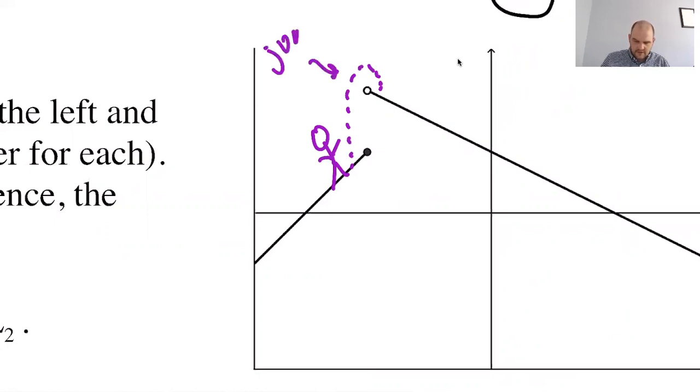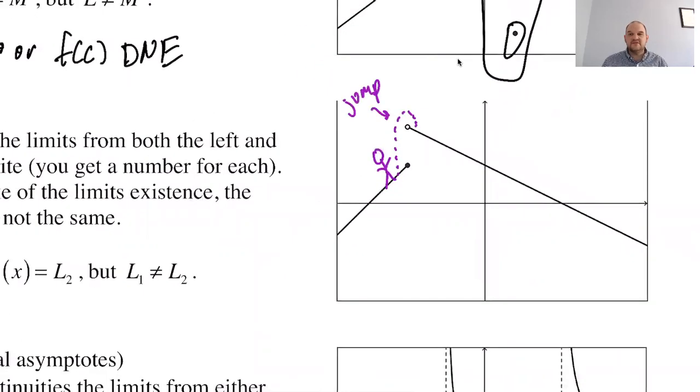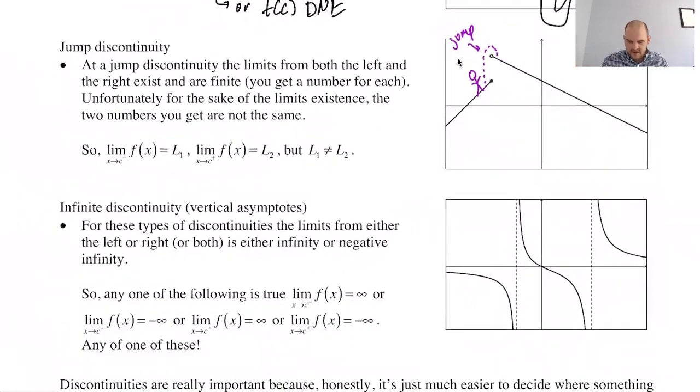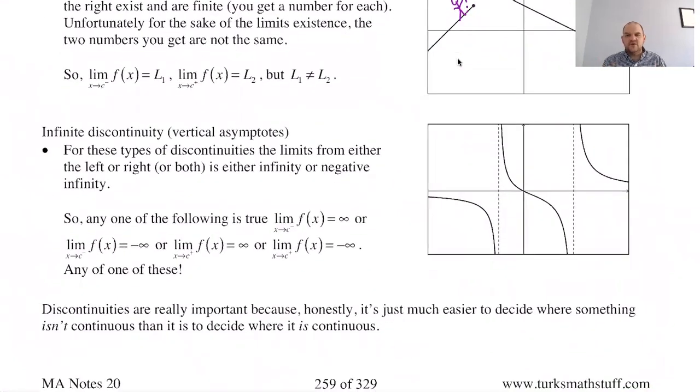That's a jump. The only way to get from one to the other is you would have to jump. So jump discontinuity: both limits exist, they are finite, but they're not the same. And people don't really have a problem with these. You just have to get used to knowing the definitions.